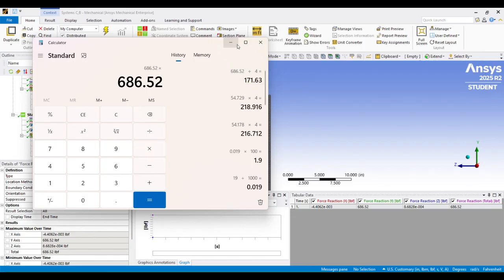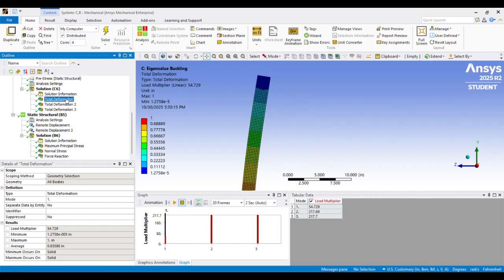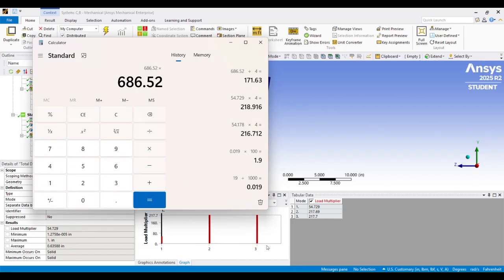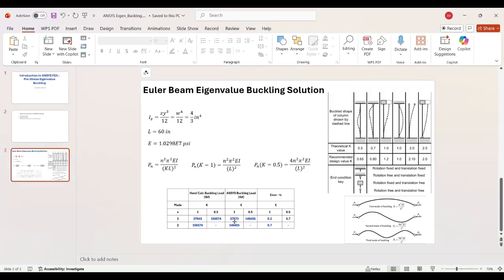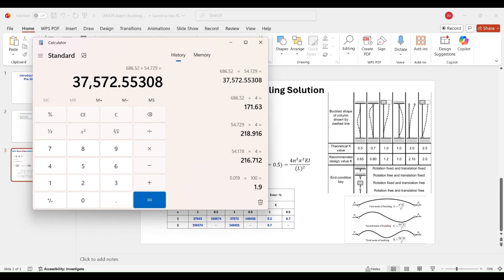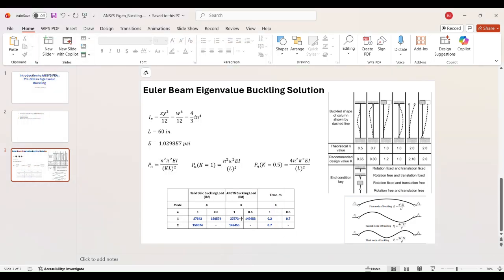And if I multiply that by the load multiplier, you get 37,572 pounds. And round it up to the nearest pound, it's 37,573 pounds. And that is within 0.2% of our hand calc prediction.